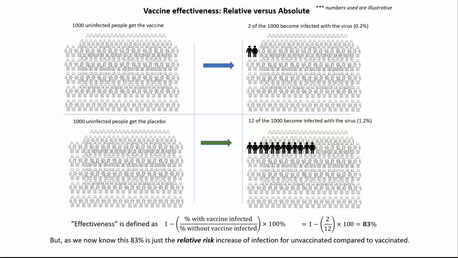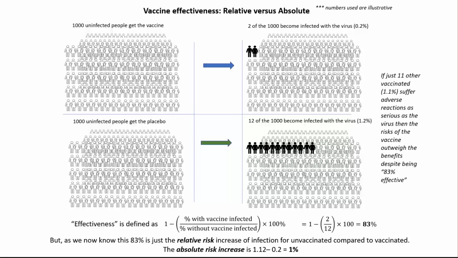But as we know, this 83% is just a relative risk increase of infection for unvaccinated compared to vaccinated. The absolute risk increase is 1.2 minus 0.2, which is 1%. And again, very different. In fact, if just 11 of the vaccinated people, 1.1%, suffer adverse reactions as serious as the virus, then the risks of the vaccine outweigh the benefits despite being 83% effective.